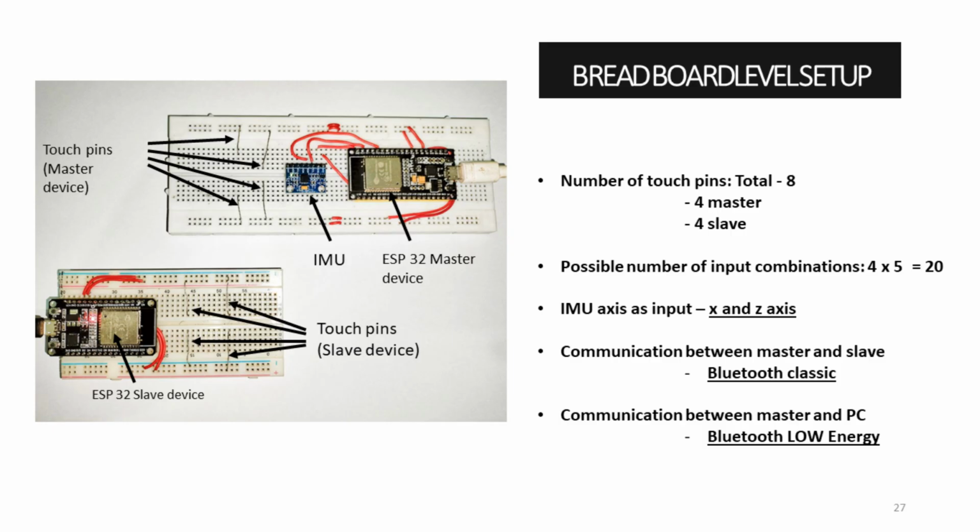In a breadboard level setup, our system consists of two main parts. One is the master and the other one is the slave. Each consists of 4 touch pins, together about 8 touch pins. And the possible number of input combinations is about 20. The communication between master and slave is through Bluetooth Classic. And the communication between master and PC is through Bluetooth Low Energy.